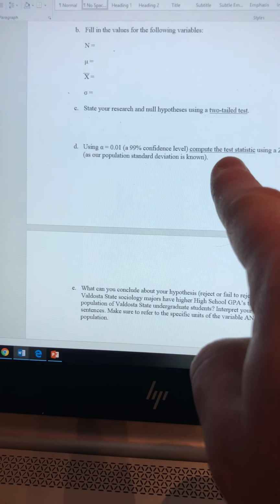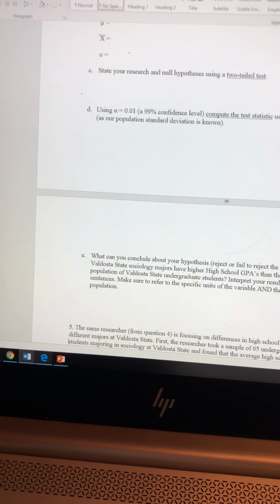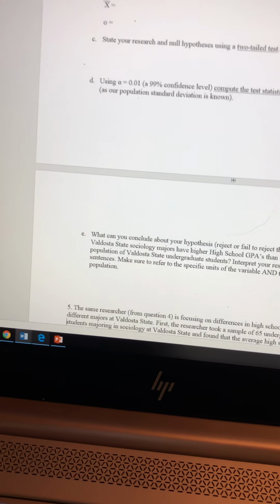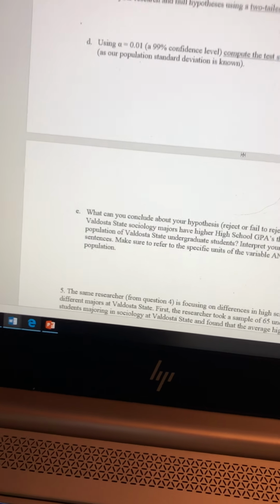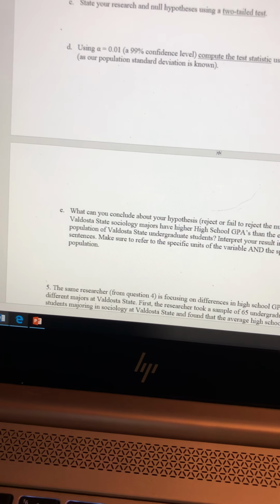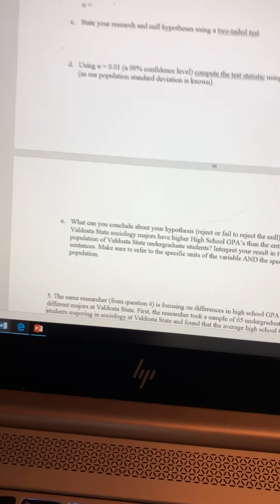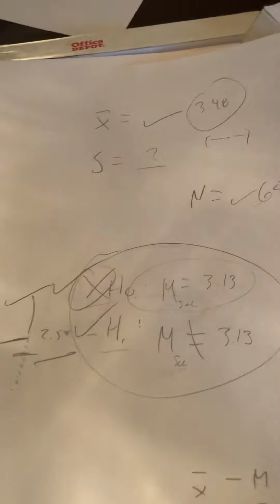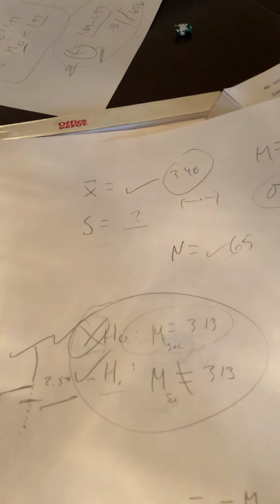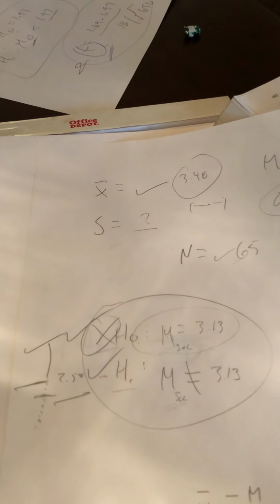So you're computing the test statistic, that's your equation here, and then your conclusion is going to go down here. So, what are you testing? You're testing to see if Soc majors have higher high school GPAs than the entire population. If your test statistic is above that critical value, then you reject the null and you go with the research, and you can say they are different. If not, then you can't. If the test statistic is less than the critical value, then you can't say they're different. You have to go with the null.